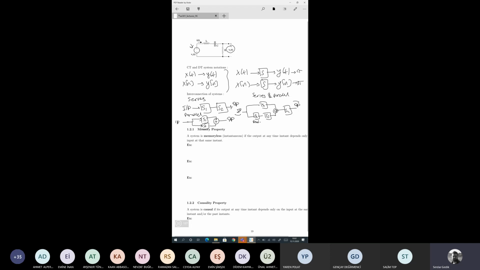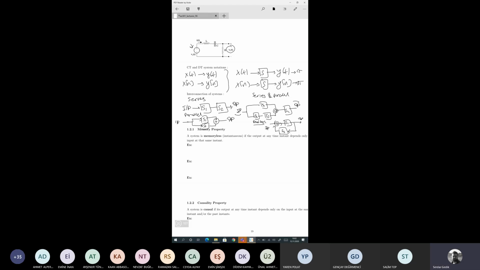Also, I have feedback systems. Well, in those feedback systems, I have an input, and there is an S1, and there is an output. The output of S1 is fed to the input side with a feedback mechanism. So this is your feedback system.